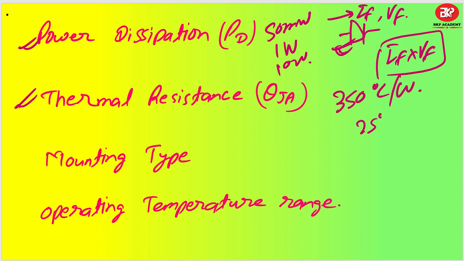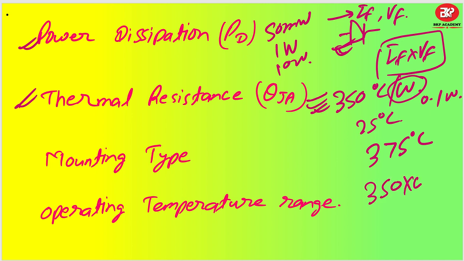Right now the temperature is 25 degrees centigrade, and if you are using a thermal resistance of 350 degrees centigrade per watt, then for 1 watt of power dissipation, the total temperature of the diode will become 375 degrees centigrade. Okay, so you have to understand whether I am going to dissipate 1 watt power or less than that. If it is less than that, then accordingly the temperature will increase. Okay, let us say 0.1 watt is the drop. Then if this rating is there, then what will happen? 350 multiplied by 0.1, that is 35 degrees centigrade.